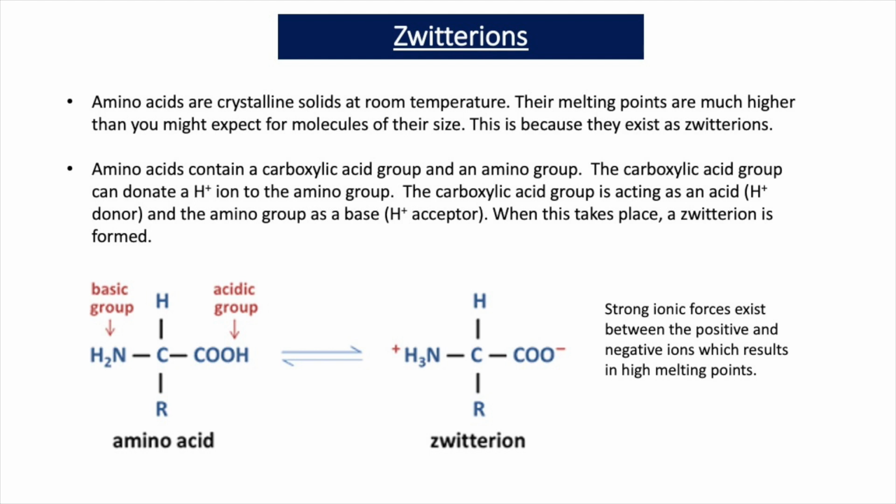And you can have amino acids that have melting points around 200 to 300 degrees C, which is a lot higher than you would get for organic molecules of the same size. So that is a really unusual property, and that's caused by the ionic forces, the ionic bonding that exists between zwitterions.